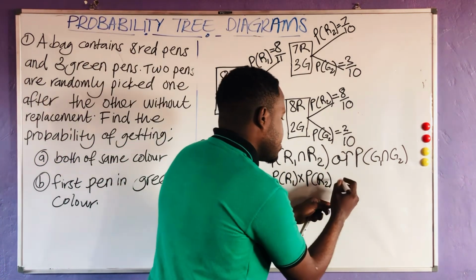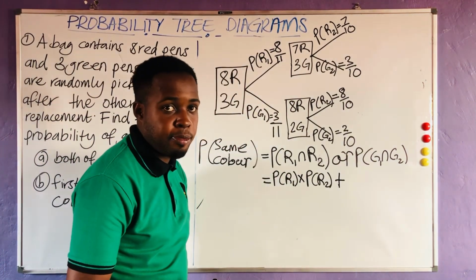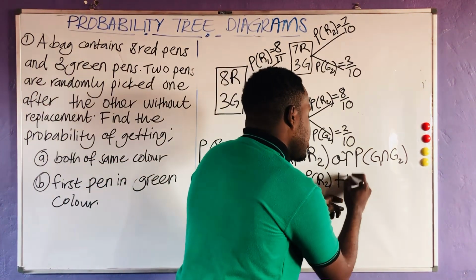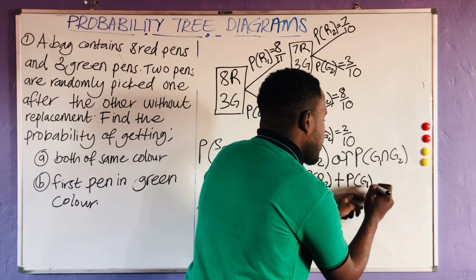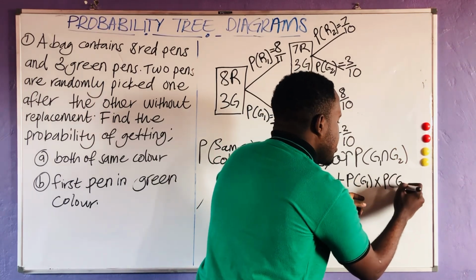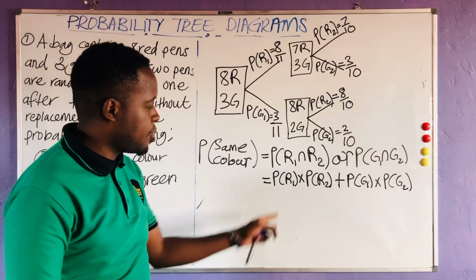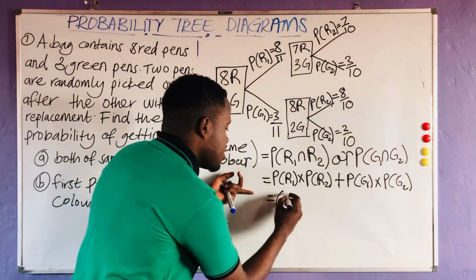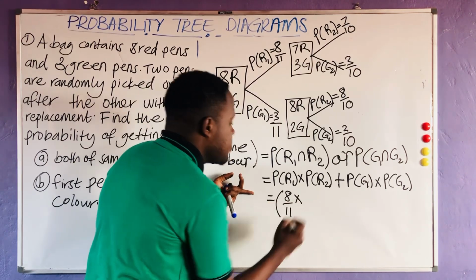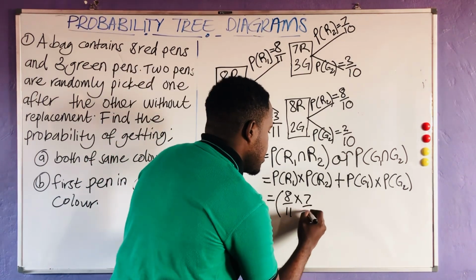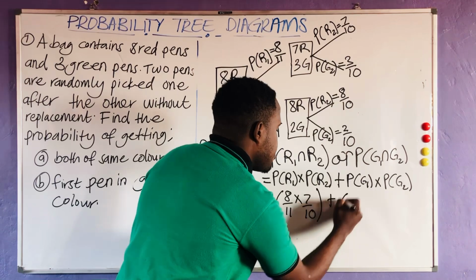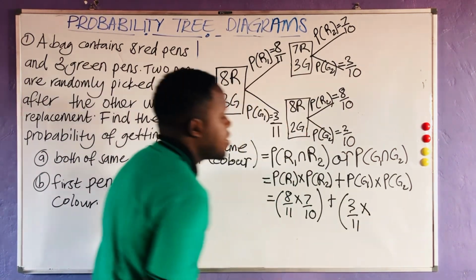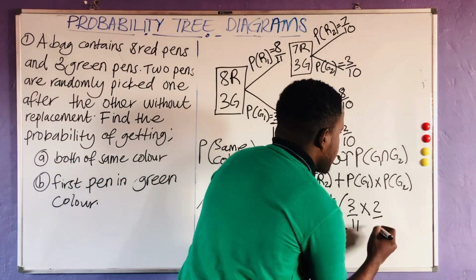Then the OR means addition in probability. Even this is independent, so we shall have the probability of green first times the probability of green second. So we're just going to go ahead and substitute. Here we're going to have 8 over 11 times 7 over 10, plus this one is going to be 3 out of 11, then times 2 out of 10.